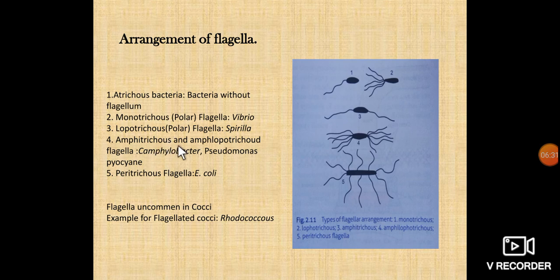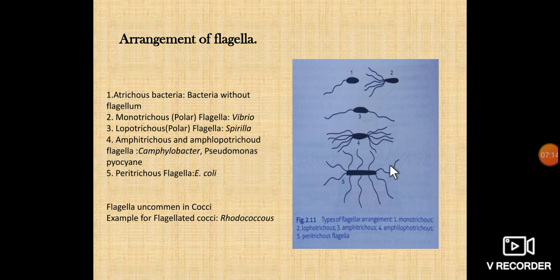Another one is amphitrichous or amphilophotrichous flagella. The spelling here is a little wrong, it is amphilophotrichous. It means a single flagellum at both ends or a tuft of flagella at both ends. If it is a single flagellum at both ends, it is called amphitrichous. If it is a tuft of flagella at both sides, it is called amphilophotrichous. Examples are Campylobacter and Pseudomonas. These are some examples of this kind of flagellated bacteria.